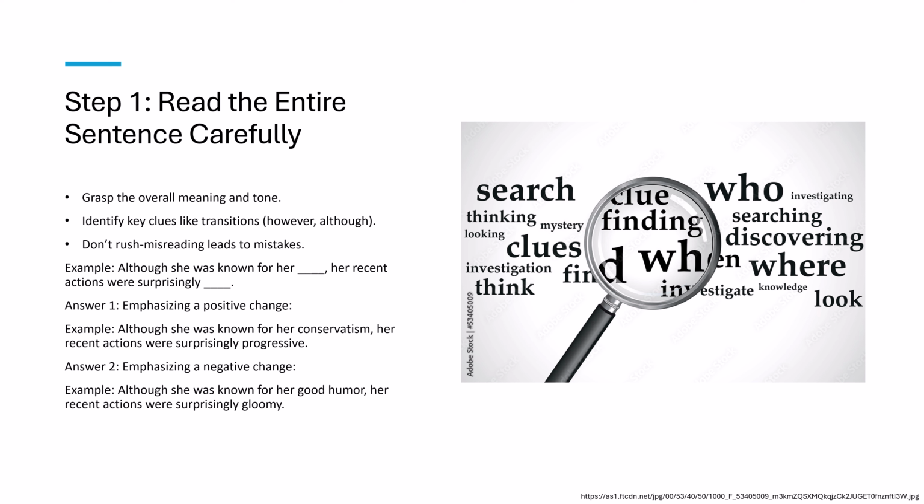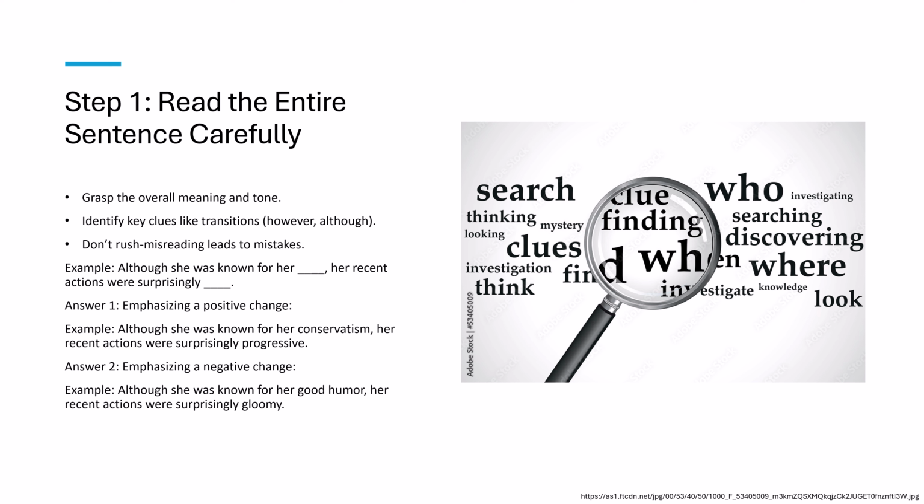The first step, though simple, is crucial. Read the entire sentence thoroughly. Don't just skim for the blanks. Pay attention to the meaning, tone, and flow. Look for transition words such as however, because, or although, which signal relationships between ideas. These clues help you anticipate what kind of word is needed. Skipping this step is like trying to solve a puzzle without seeing the full picture. Take a moment to understand before moving forward.